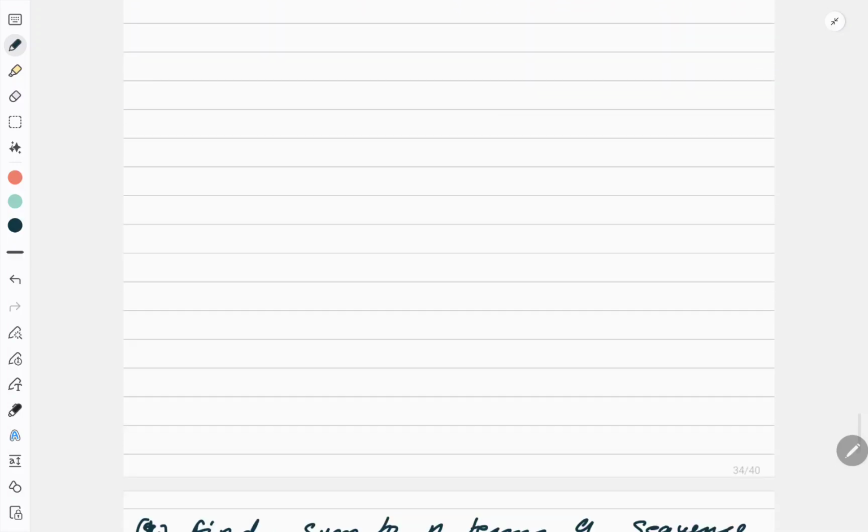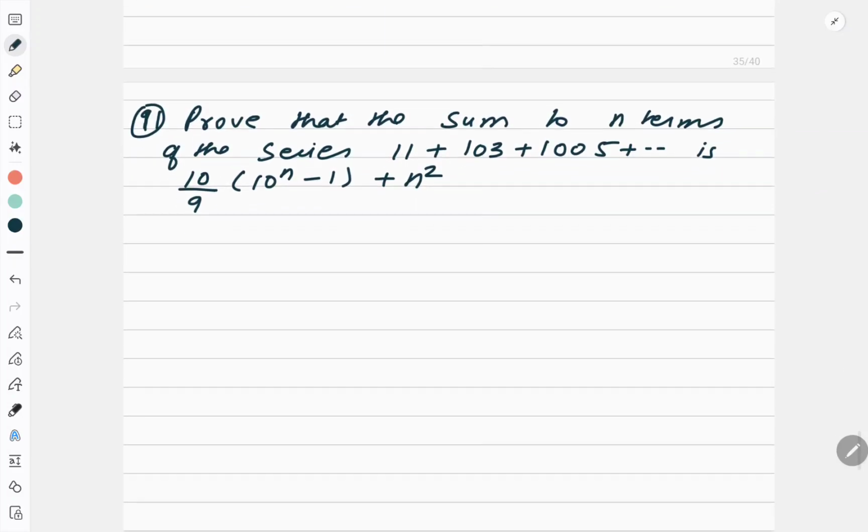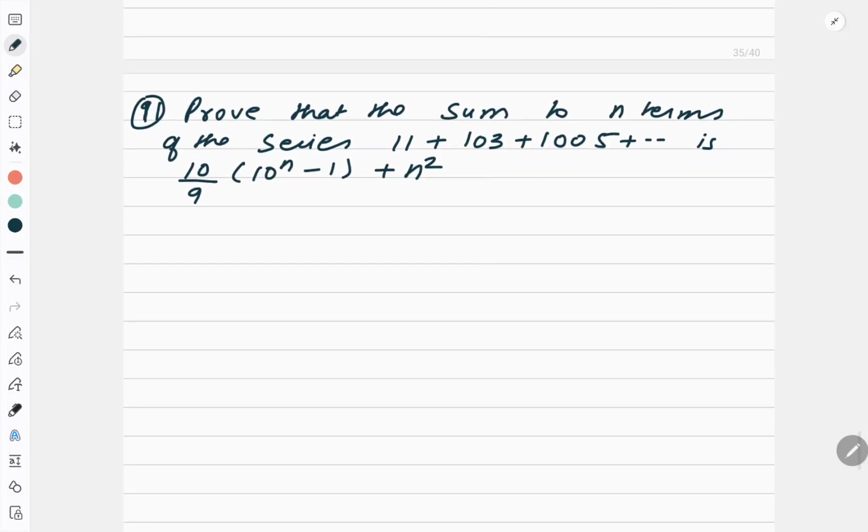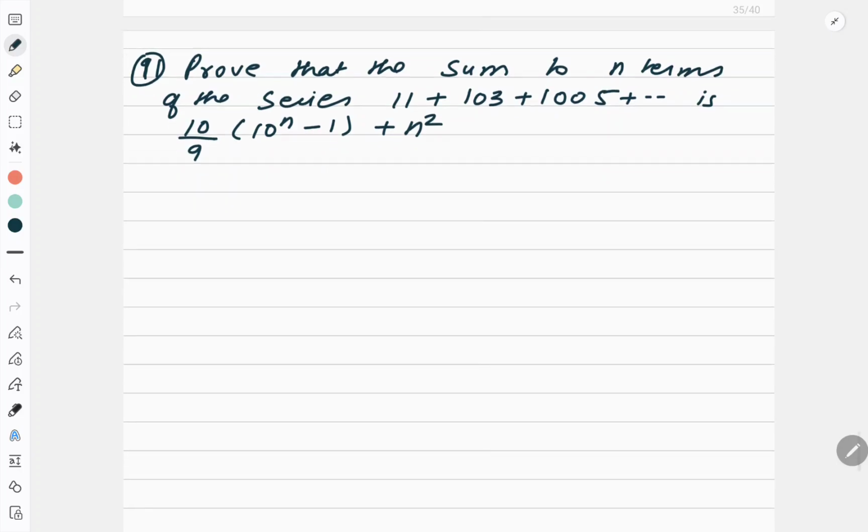Where is that question? That is a very nice question. Okay, this one. Okay, look at this question. This is based exactly on the same concept which we did just now. So I scroll down to search this question. Now look at this question. You need to prove that the sum of this GP is this. Now you have 11 plus 103 plus 1005 up to n terms.